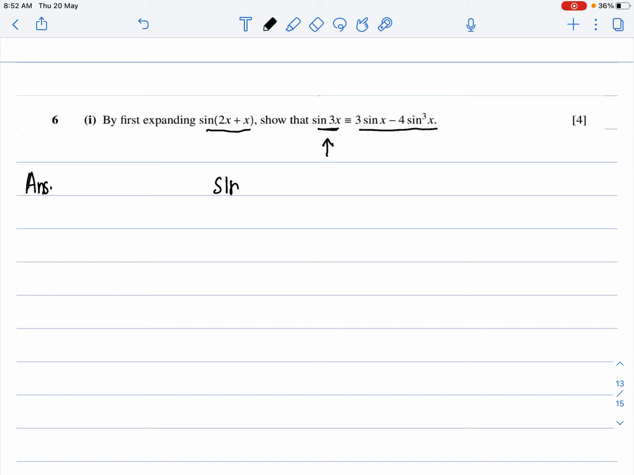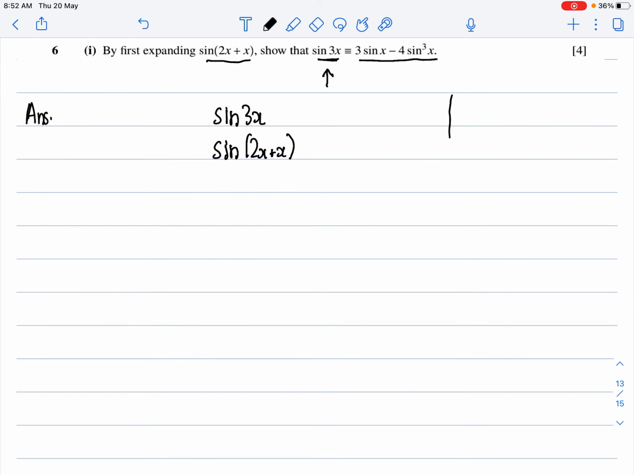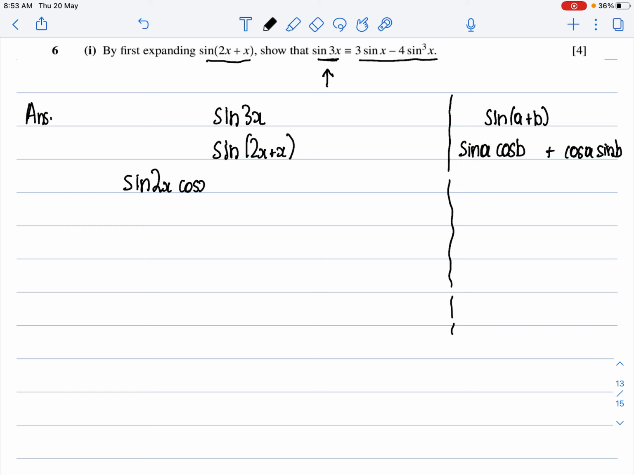So I have sine 3x here. Now sine 3x can be written as sine 2x plus x. Agreed? If you see, this is actually given in the form of sine a plus b, which can be written as sine a cos b plus cos a sine b. This is called the sine compound angle formula. So using this formula, I can write this as sine 2x cos x plus cos 2x sine x.